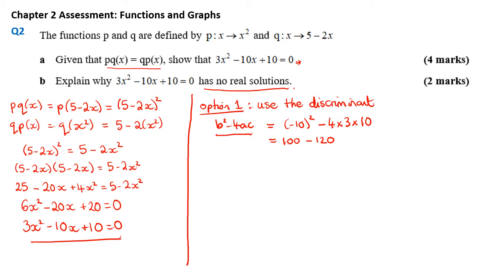So we work out b squared minus 4ac is 100 minus 120, which is negative 20. And once we've worked it out, we can therefore say that b squared minus 4ac is less than 0, and that implies that there are no real roots.